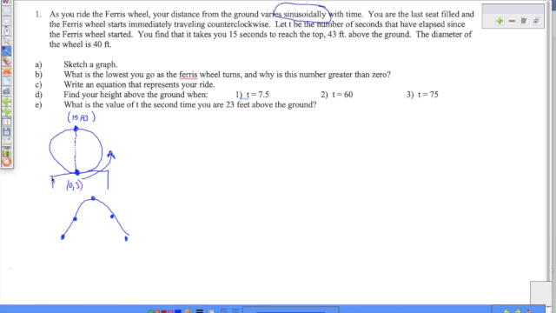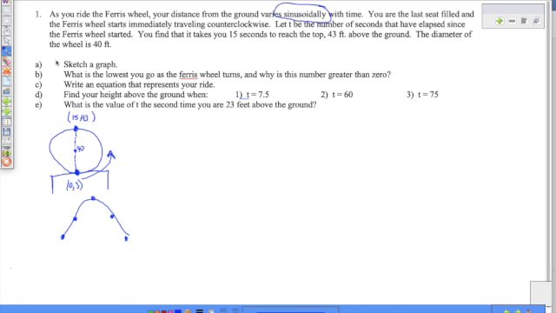Why was I 3 feet off the ground? Because there's some sort of platform here. And if the diameter is 40, 43 minus 40, well, this is 3 feet off the ground. Interesting, okay. So I've got 2 points on my curve, and that's all it gave me.